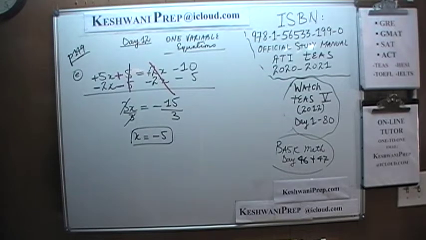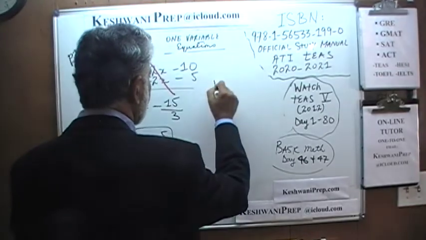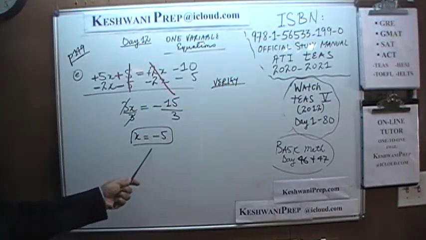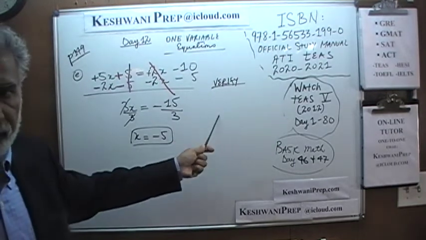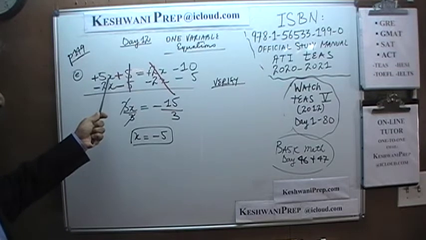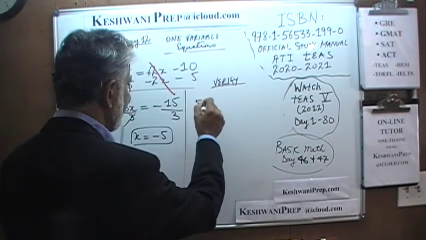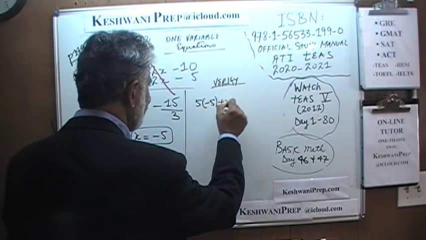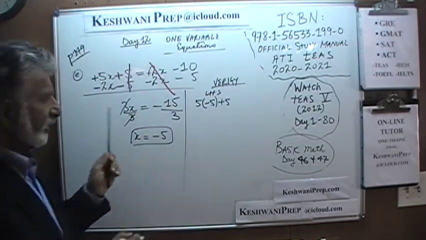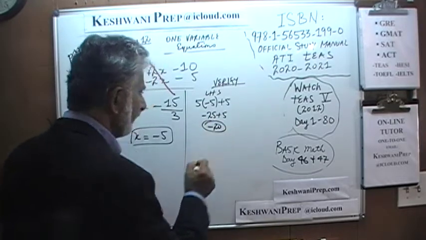Now, again, if we wanted to, we could actually verify it. We could very easily verify it to make sure our work is correct. Let's verify it. And when we're doing the verification, the left hand has to turn out to be equal to the right hand side. That's how we know the work is correct. The left hand was 5x plus 5, and we're claiming the x is negative 5. 5 times negative 5 is negative 25. And negative 25 and a positive 5 is going to give us negative 20. That's the left hand side.